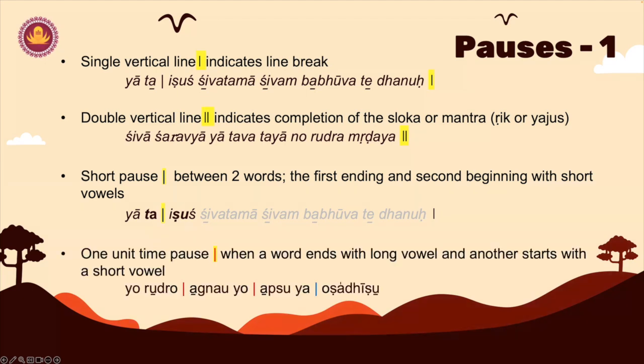Similarly, a longer pause of 1 unit of time occurs when a word ends with a long vowel and the next one starts with a short vowel. And here also, in this example below from the Sri Rudram, Yo Rudro Agnavyo Apsuya Oshadhishu. Yo Rudro Agnavyo Apsuya Oshadhishu.